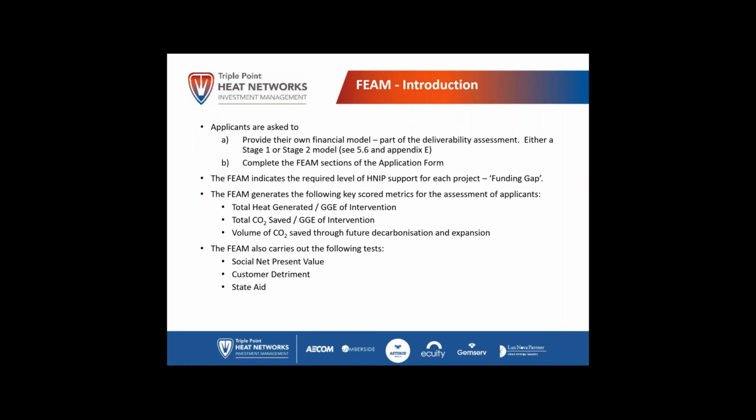Okay, so as part of the application process, we ask applicants to provide their own financial model, which is either a stage 1 or a stage 2 model, and that's defined in Appendix E, see section 5.6 of Appendix E, as well as completing the theme sections of the application form, the yellow tabs. Now we recognise that your financial model is developed to suit your decision making purposes, and is almost certainly going to be generating numbers that are nominal and post tax and post financing.